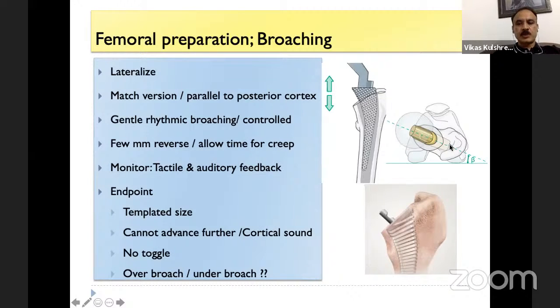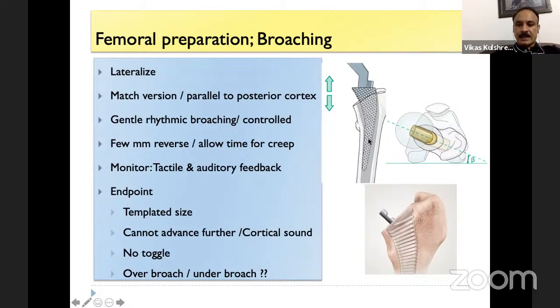The broaching needs to be rhythmic. By rhythmic, some people even take out musical notes while broaching their femur. It should be very gentle. Almost 70 to 80% of the broach should go in by hand while preparing. Advancement should be in millimeters and controlled. If you are getting stuck, you could reverse it for a few millimeters and again broach it. Allow some time for creep and make sure that it is a very gentle procedure. It is not slam bang, or you'll end up with a fracture.